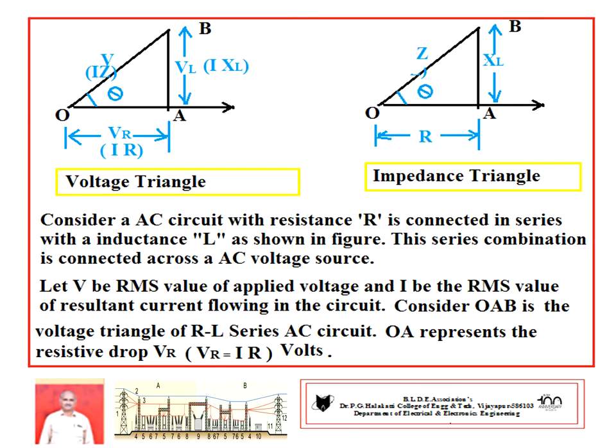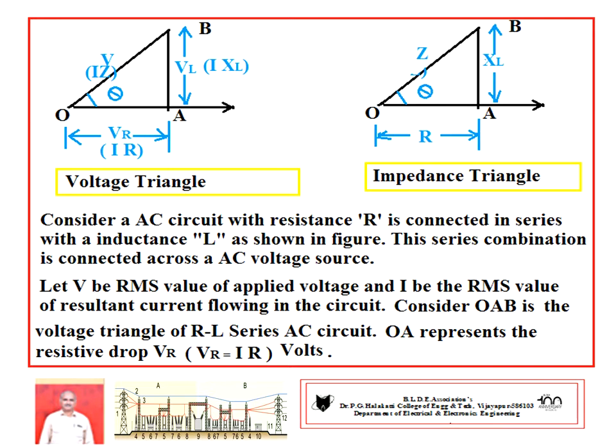We have to construct a voltage triangle. So OA represents the resistive drop VR. VR equals I into R. VR and I are in phase. It happens in a pure resistance circuit. In similar fashion, the voltage across inductance is VL. VL equals I into XL. This VL leads the current by 90 degrees. So we have to draw a perpendicular from A to B.